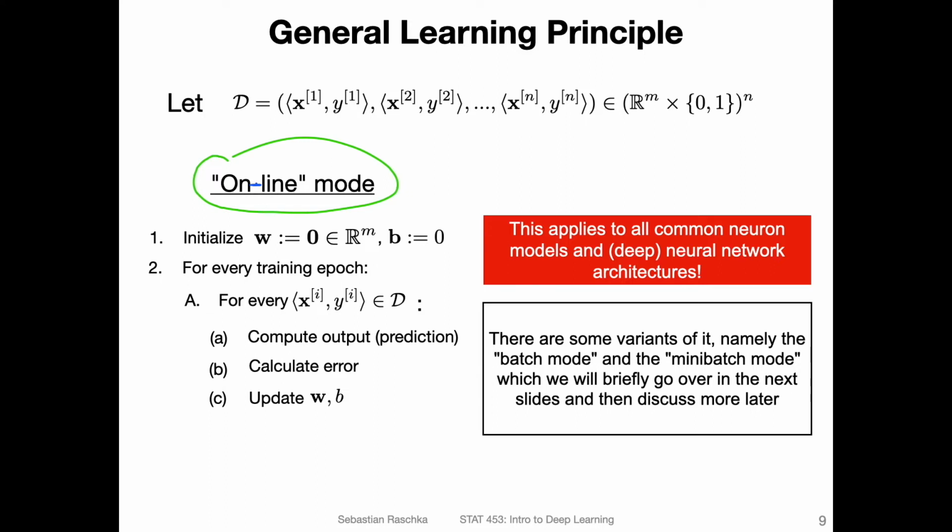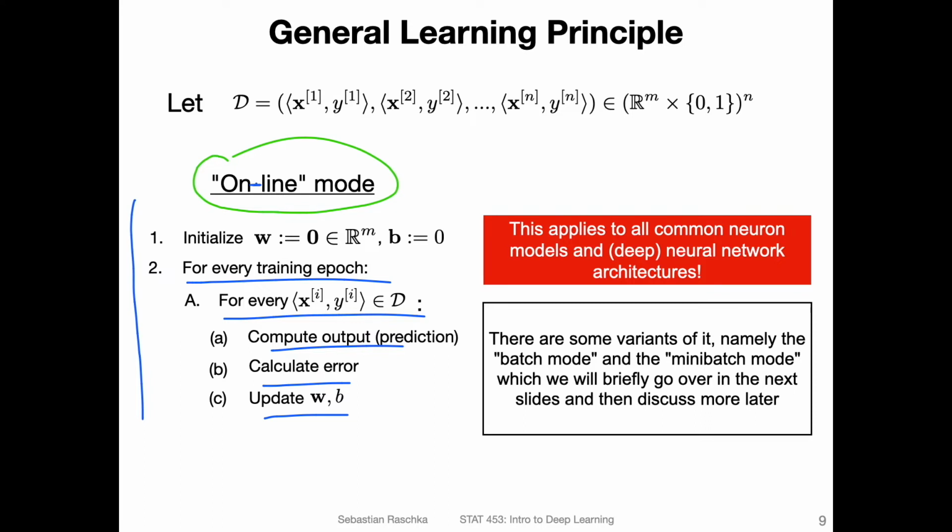So this is just a summary of what I had on the previous slide without any mathematical symbols. Basically, for each training epoch, we iterate through the data points, compute the output, calculate the error, and update the weights and the bias. So this is the general concept that applies to any kind of neural network, not only the perceptron. We have seen that in the context of the perceptron, but this is something you can use also, as we will see later, for linear regression, logistic regression, multi-layer perceptrons, convolutional networks, and so forth.